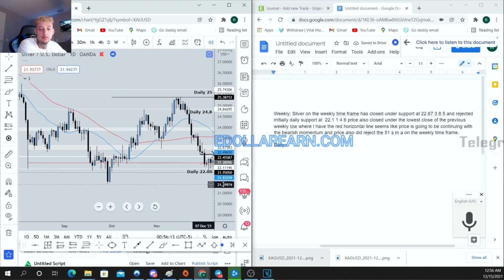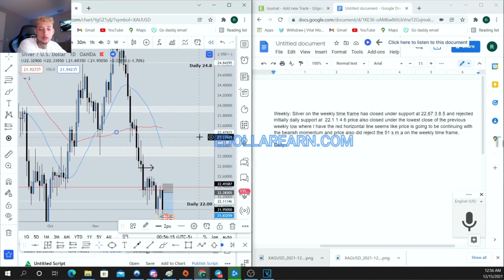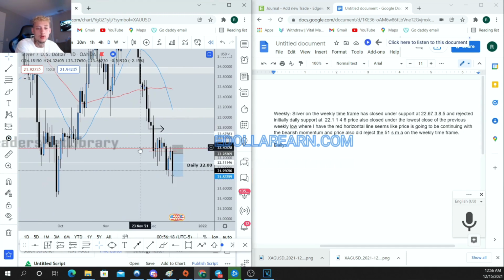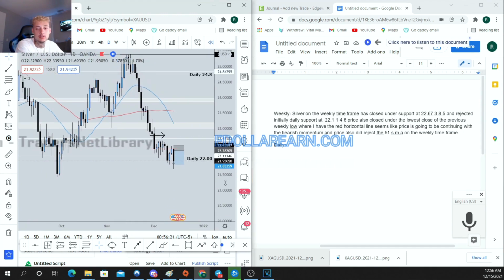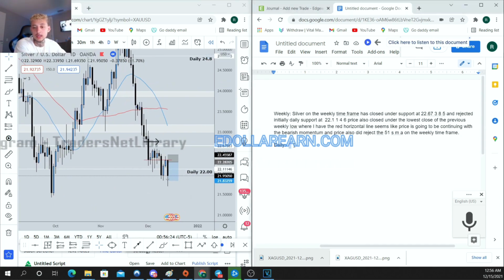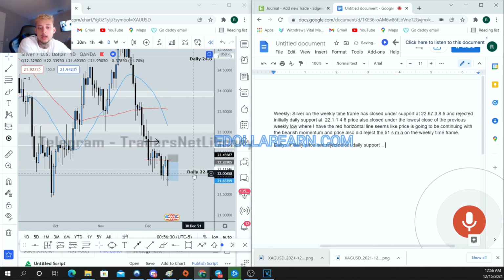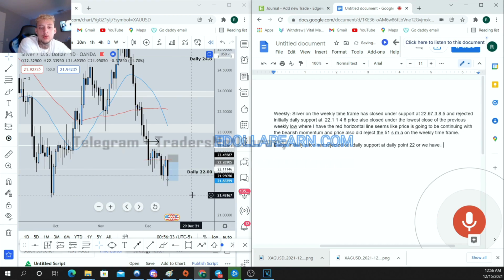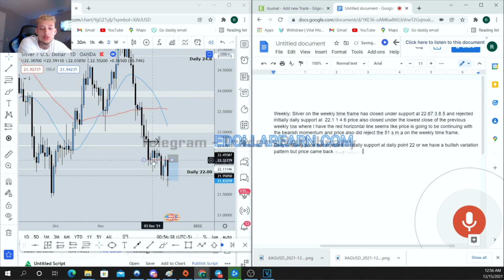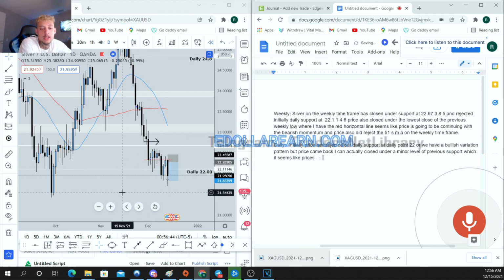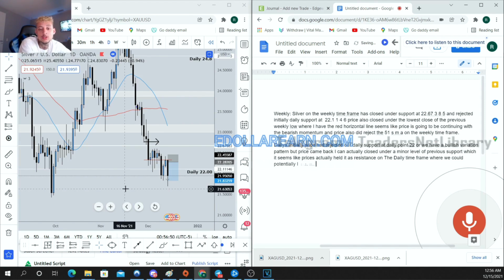So we're going to go to the daily time frame. We're going to go here. So let's undo that. I'm going to erase this here and just speak about the daily time frame and what I see here. Initially, price had rejected our daily support at daily point 22, where we have a bullish variation pattern, but price came back and actually closed under a minor level of previous support, which it seems like price has actually held as resistance on the daily time frame, where we could potentially look to go short because bullish momentum does not seem as strong.